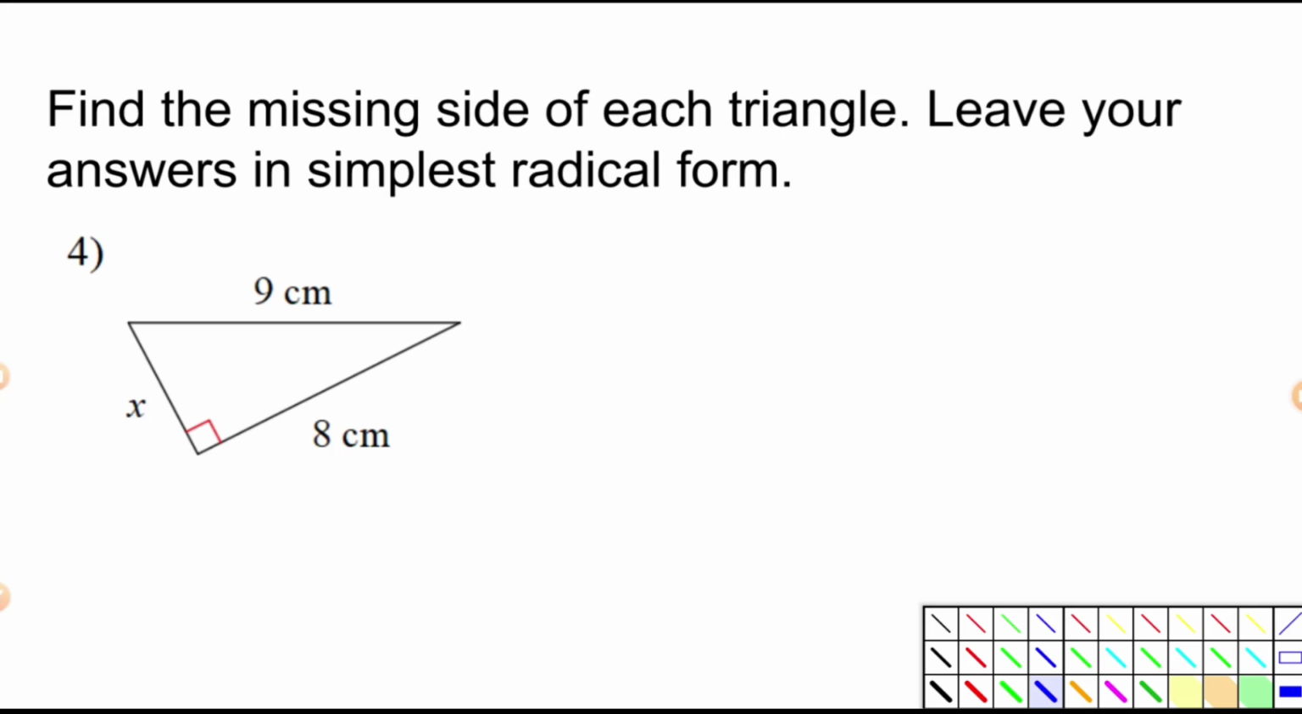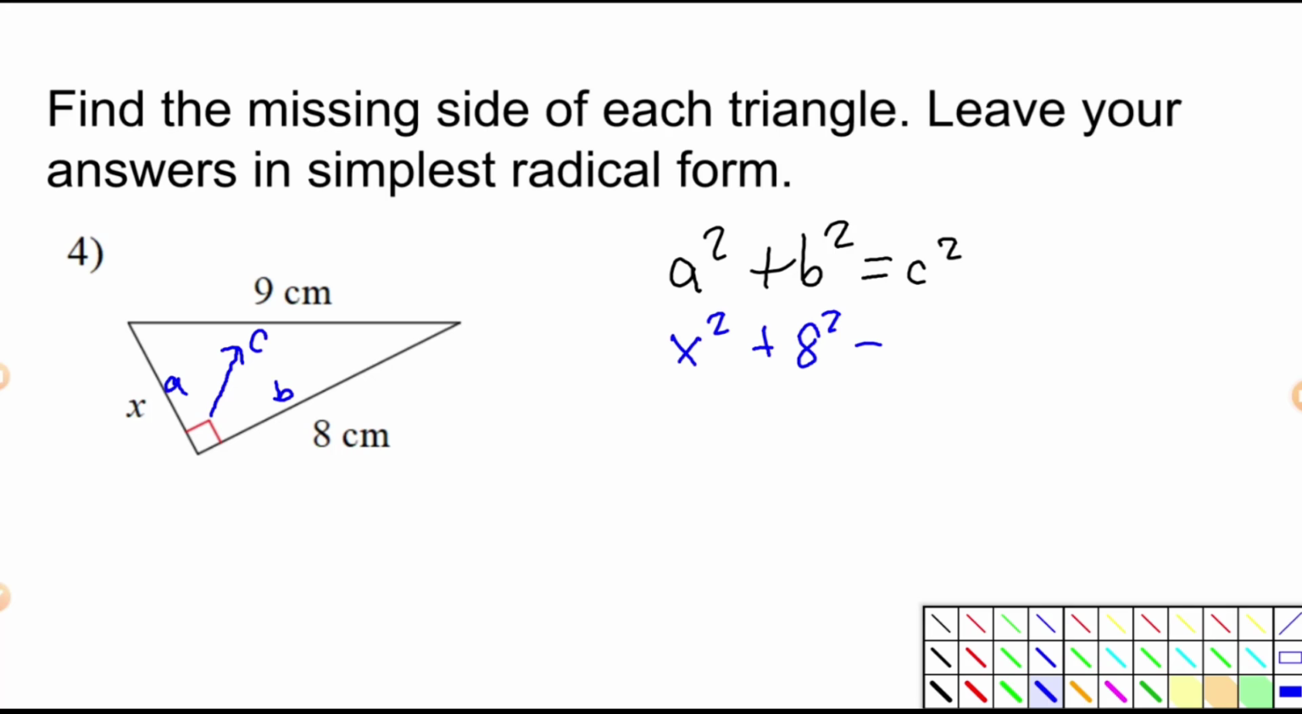So let's go ahead. I'm going to label my sides again. Here are my legs, so I'll call those a and b. And remember, c is across from the 90, so there's c. And we know our formula is going to be a squared plus b squared equals c squared. Quickly, we can write in our values. So we have x squared plus 8 squared equals 9 squared. Let's change that to x squared plus 64 is equal to 81.